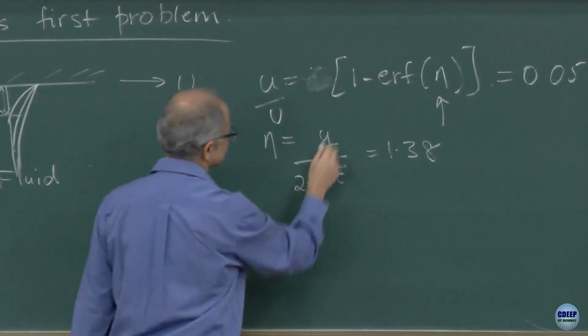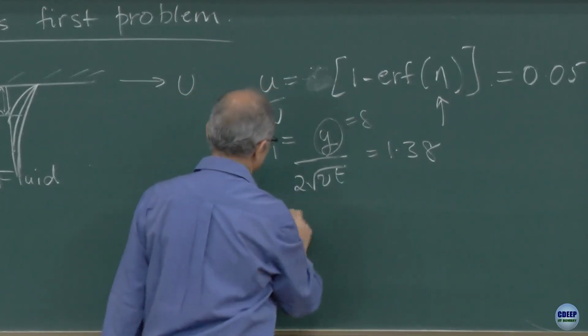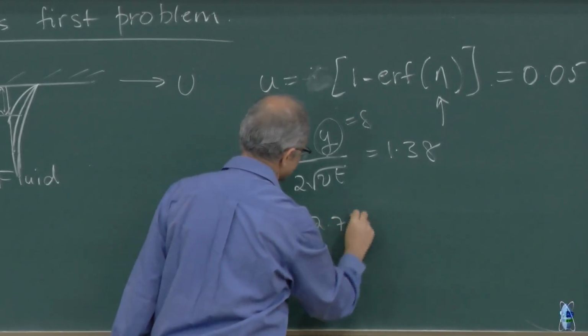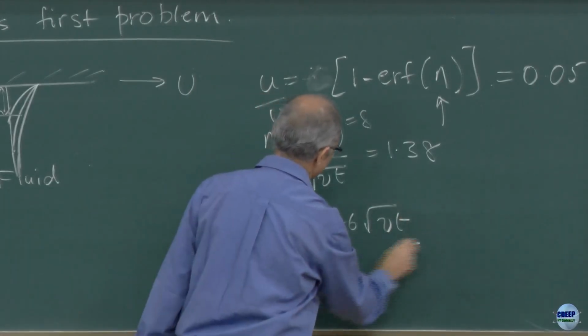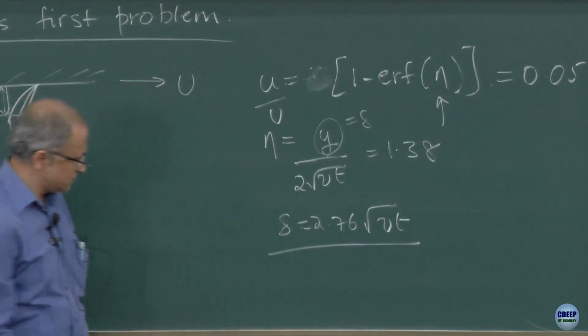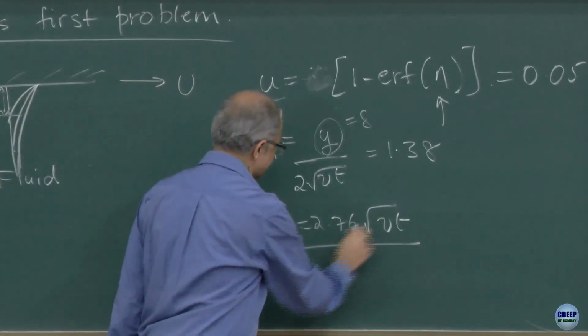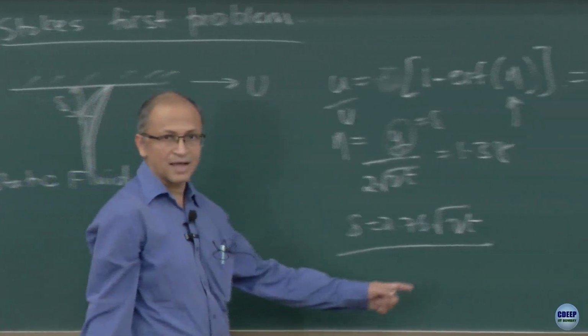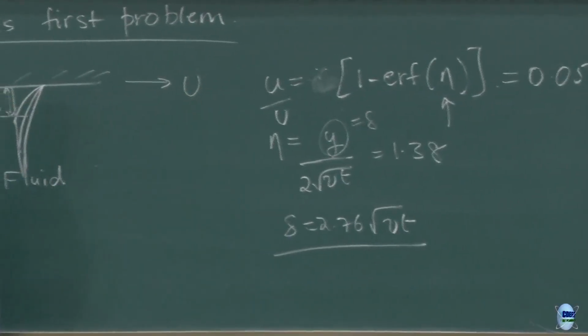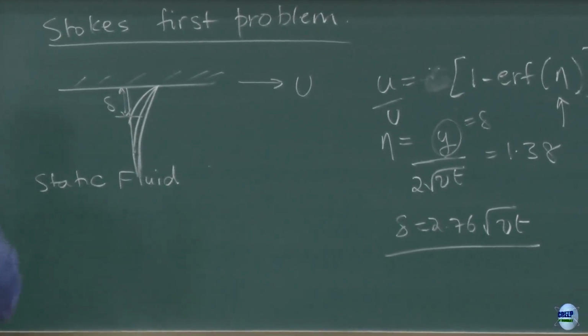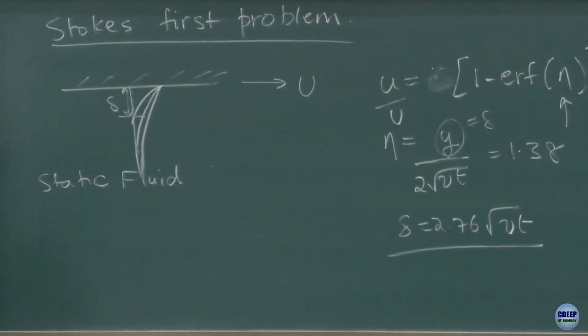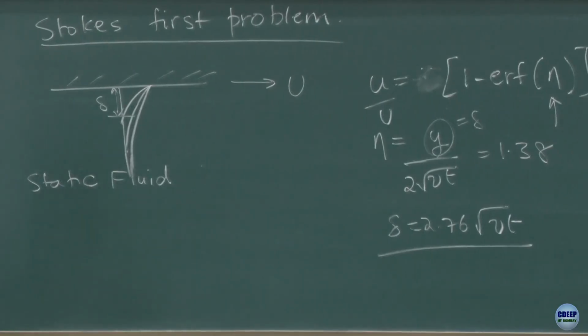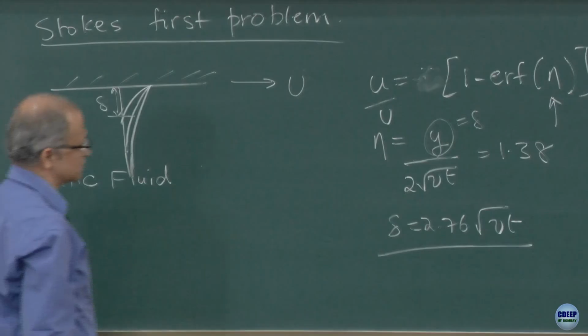So then that means that y becomes like delta. So delta is equal to 2.76 times the square root of nu t. And we said that this is the typical diffusion behavior because this delta is increasing with time as a square root of t. So this is the diffusion-like behavior, t to the power of half. Whenever you see t to the power of half, we tend to think of that as a diffusion dominated flow. That's the diffusion part. And it comes from this basic understanding, and that's why this problem is so important.